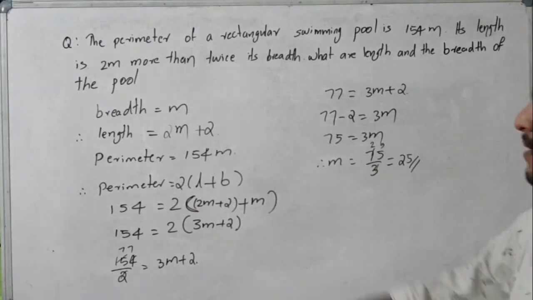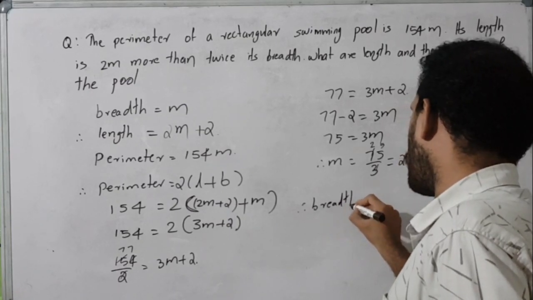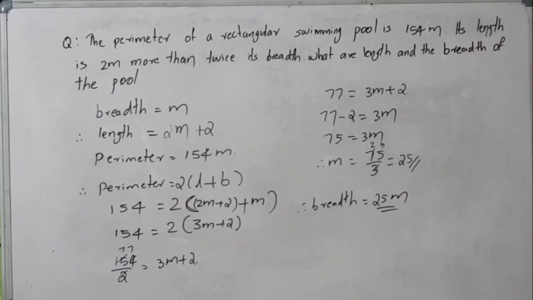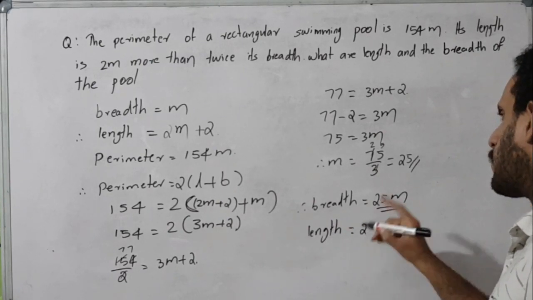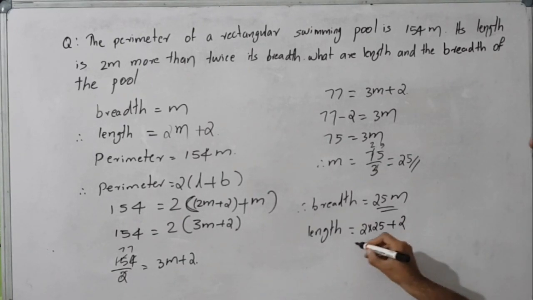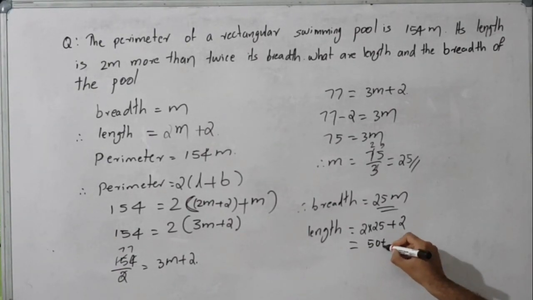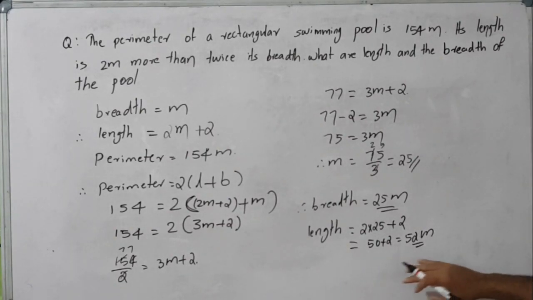Then what is m? m is equal to breadth. Therefore, breadth is equal to 25 meter. Correct? 25 meter. And length is equal to 2m plus 2. 2m plus 2 means 2 into 25 plus 2, is equal to, what is 2 into 25? 50. 50 plus 2 is equal to 52 meter. So what are the length and breadth of the swimming pool? The length of the swimming pool is 52 meter and the breadth of the swimming pool is 25 meter.